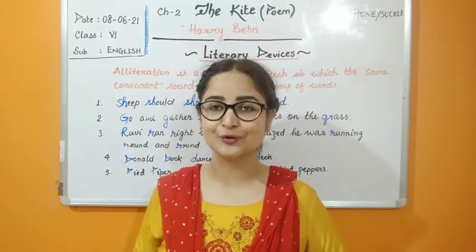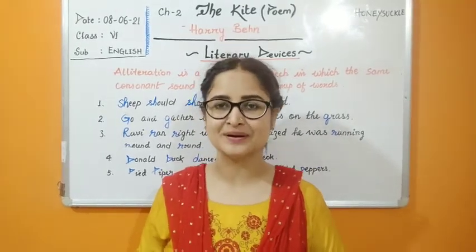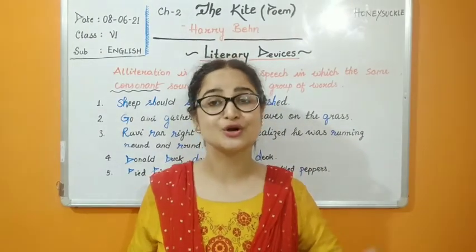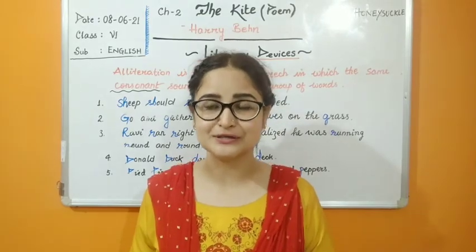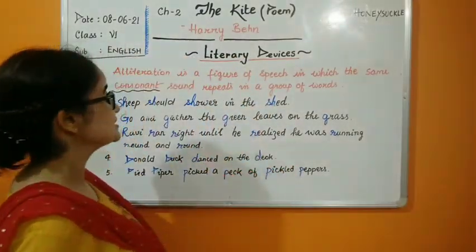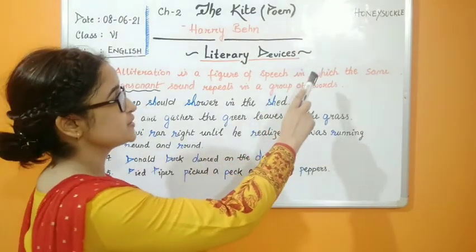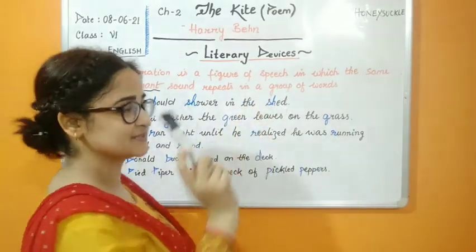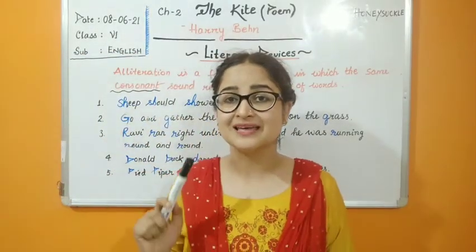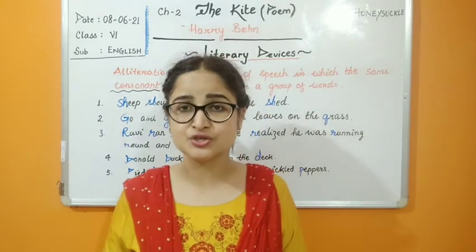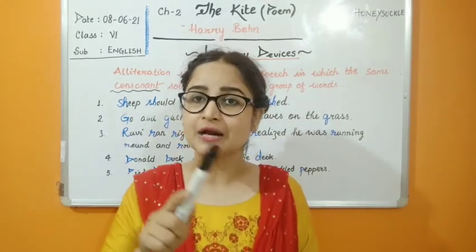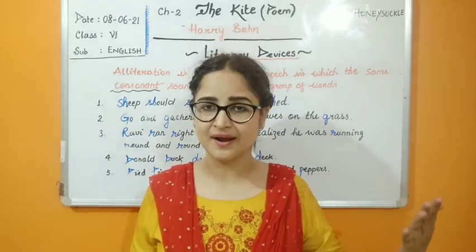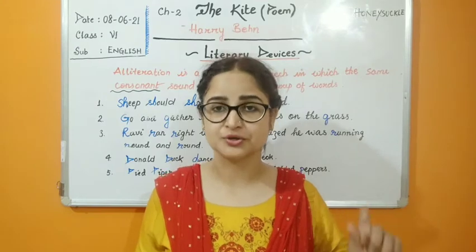So there were 4 or 5 examples in the poem itself. Now we will learn about some other examples which are not in your book, so that you can understand it better. Let's start. Alliteration is a figure of speech in which the same consonant sound repeats in a group of words. Now you have to remember, in this figure of speech, the consonant sounds are repeated. Okay, the words that occur after one another have common consonant sounds.